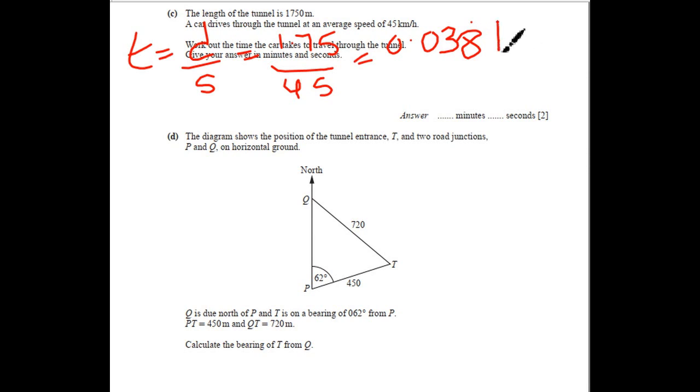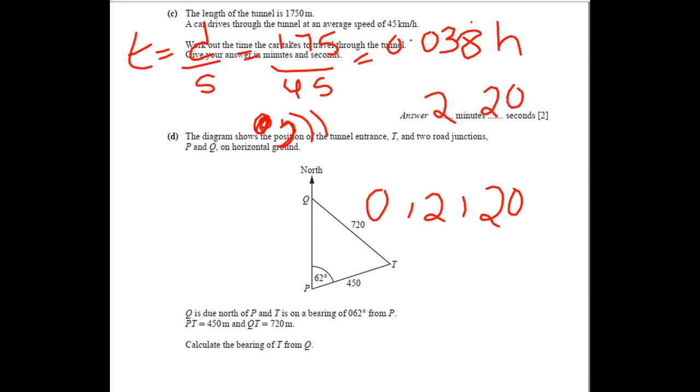How do we change this into minutes and seconds? I've taught you to use this key in your calculator, a dot and then commas. I think 2 commas or 3 commas, let me check. A dot and 3 commas, yes. When you click that key, it will give you 0, comma 2, comma 20. So that will mean 0 hours, 2 minutes and 20 seconds.